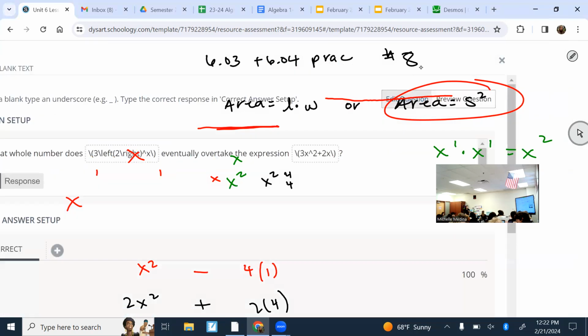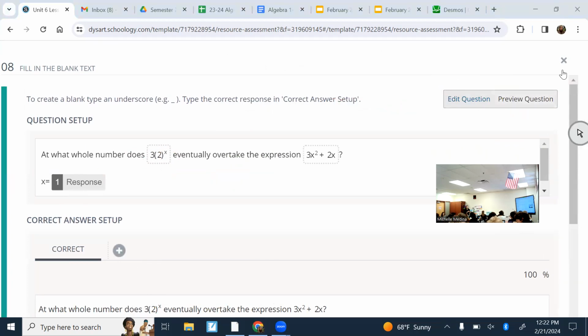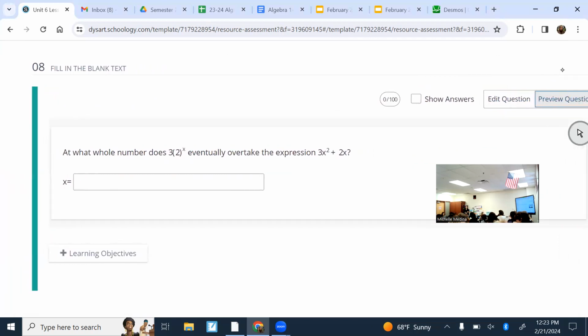Okay, so this one I had to change the wording because the way it was worded before, there would have been like more than one right answer. The way that I changed the wording now makes it to where there's only one right answer. So it says, at what whole number does 3 times 2 to the x eventually overtake the expression 3x squared plus 2x? You might not see this wording unless you open a new submission for it. But that's the new wording. That's the one that makes sense.